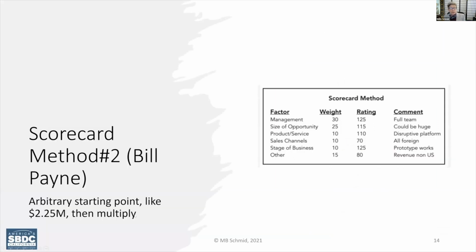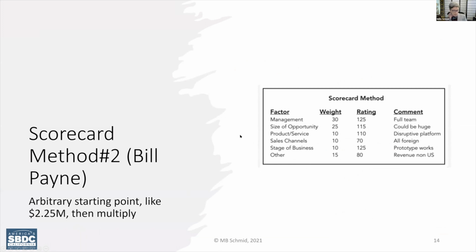And Bill Payne developed a slightly different scorecard method. Again, really very similar types of categories: the team, the size of the opportunity, does it make sense? The product, right? Is it disruptive? The sales channels, are they existing? The stage of the business. And there are ratings, a score, right? But then there are weights.